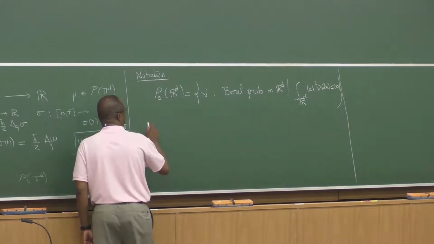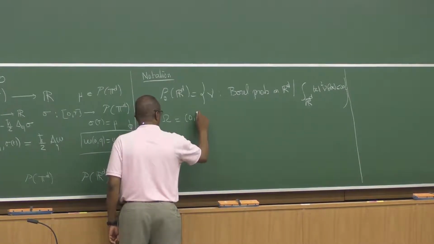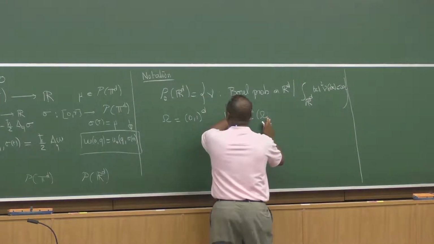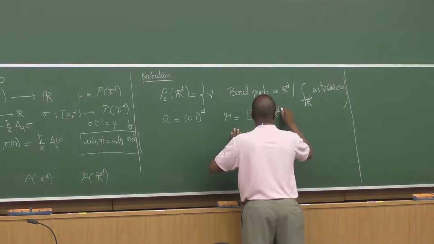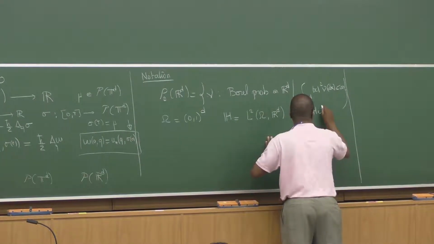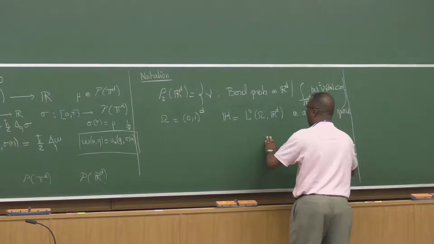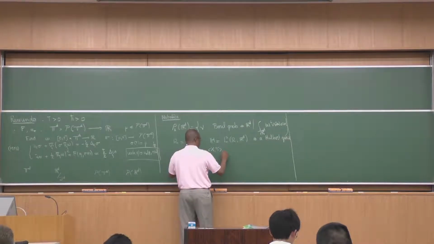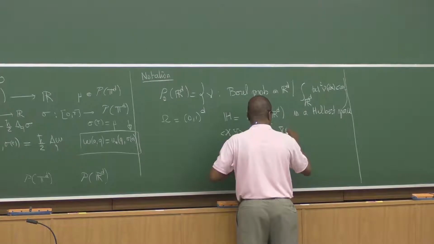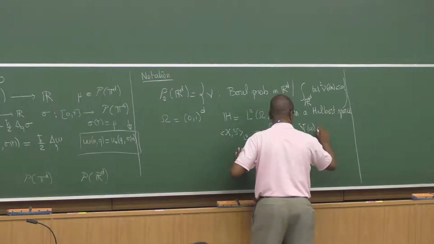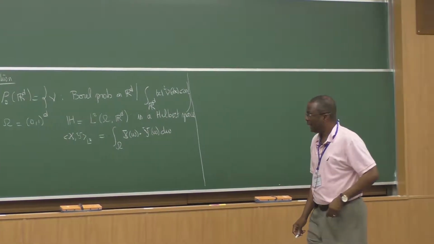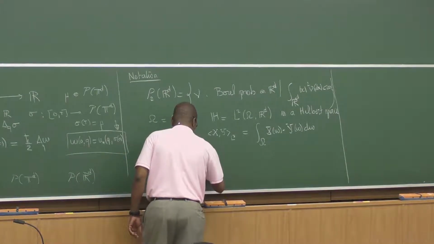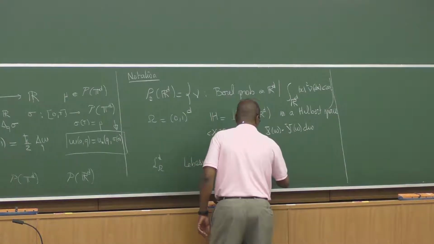So let me start by introducing Omega, which is (0,1) to the D. H, the Hilbert space, is L2 of Omega. So this 2 has to do with that 2 in P2 of R^D. This is the Hilbert space. And on that space, the inner product, the L2 inner product between x and y, is the integral over Omega of x of omega, y of omega, d omega. And I am going to denote by L^D the Lebesgue measure on Omega.